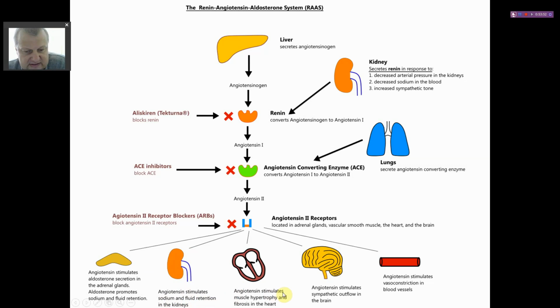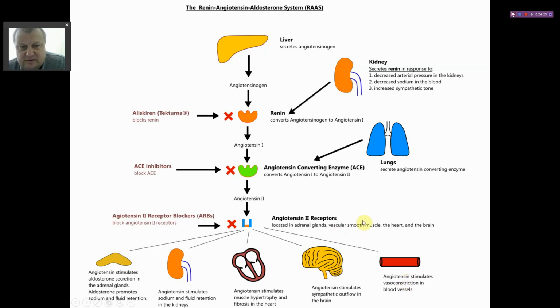Also, angiotensin stimulates muscle hypertrophy and fibrosis in the heart. Also, angiotensin stimulates sympathetic overflow in the brain, and also angiotensin stimulates vasoconstriction in blood vessels. And the result is the increasing of the arterial pressure, the blood pressure.